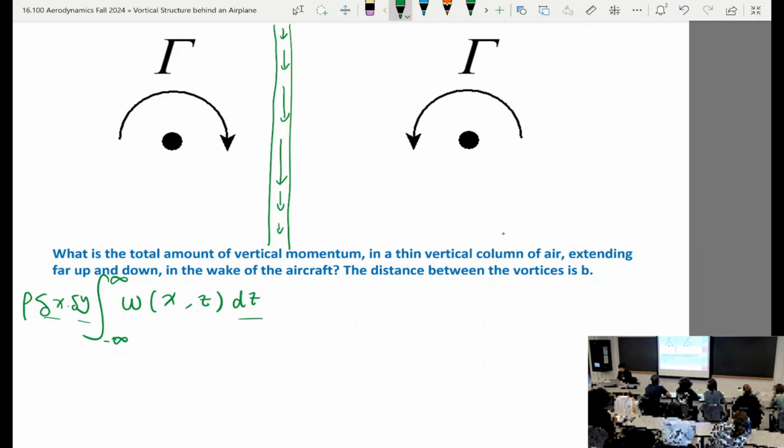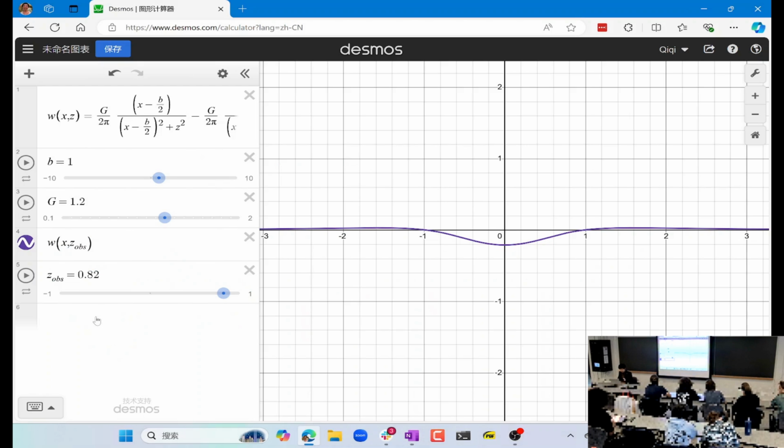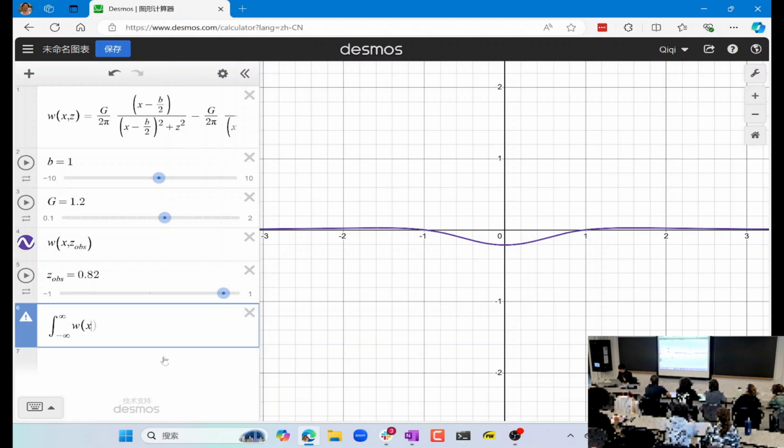So let's first maybe do it in decimals, right? And of course we will leave the rho delta x delta y away and see if we can just compute this in decimals. We are going to integrate from minus infinity to infinity W(x,z) dz.